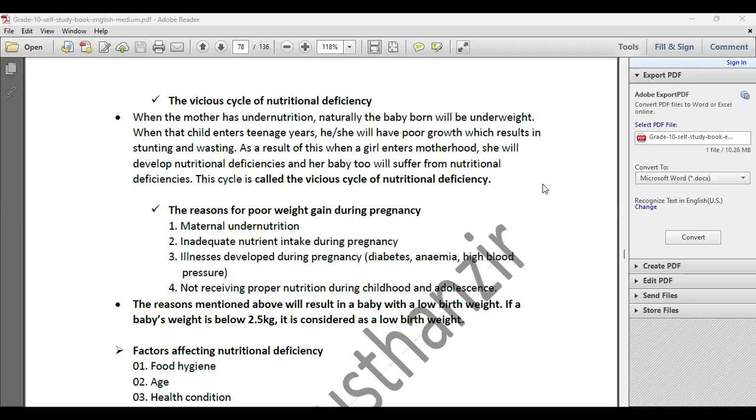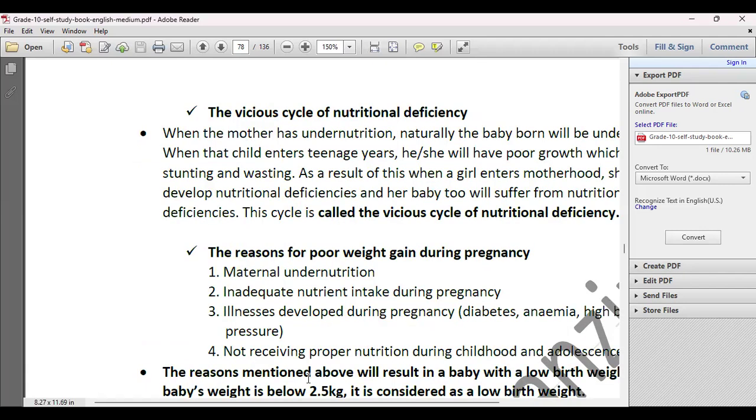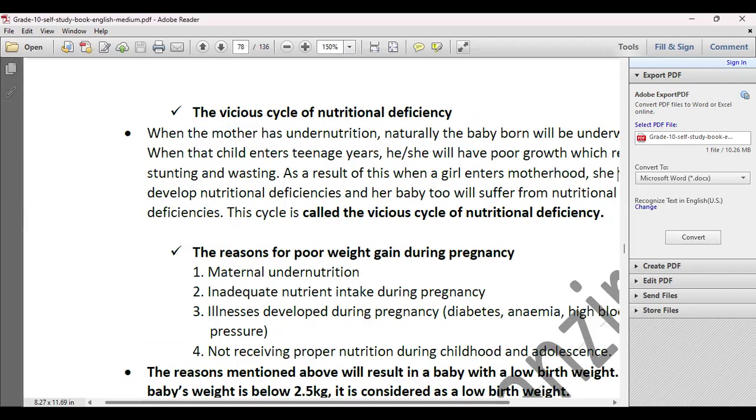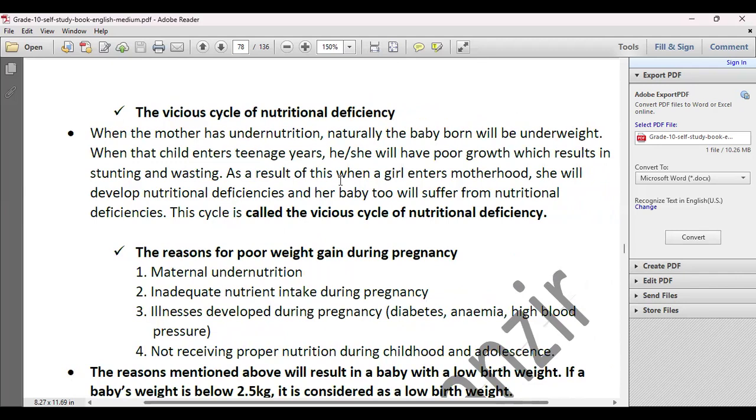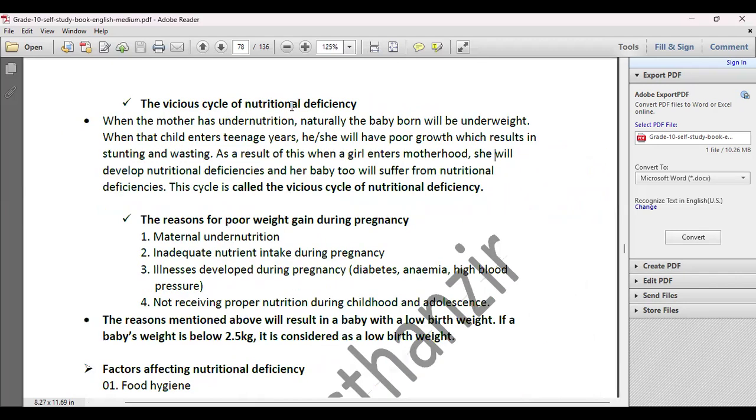Hope you can see the topic. Write the topic: the vicious cycle of nutritional deficiency. Then no need to write the definition. We'll write it as a circle. Right? Let's draw it as a circle.